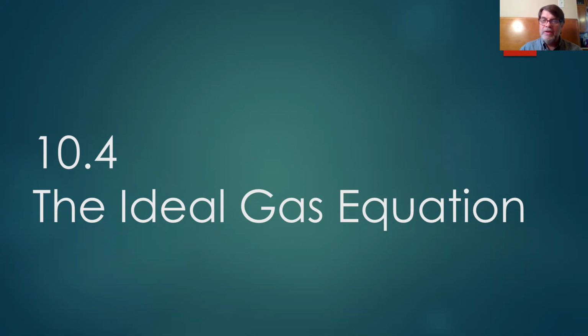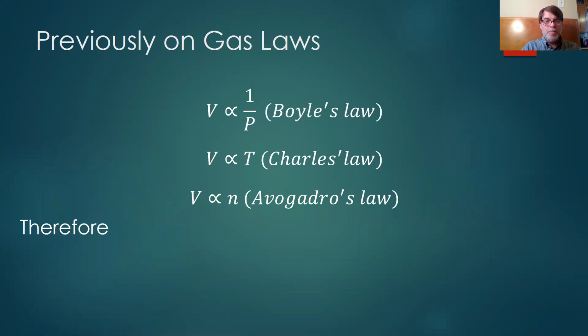And we've been building for it because in the previous section we talked about Boyle's law, Charles's law, and Gay-Lussac's law. So basically, previously on gas laws, Boyle's law says that the volume of something, say the volume of a balloon, is inversely proportional. This symbol means proportional to. The volume is proportional to 1 over the pressure, or we say it's inversely proportional to the pressure. The pressure goes up, the volume goes down. Pressure goes down, volume goes up. And so that's called Boyle's law, after Robert Boyle, who lived in the 1600s.